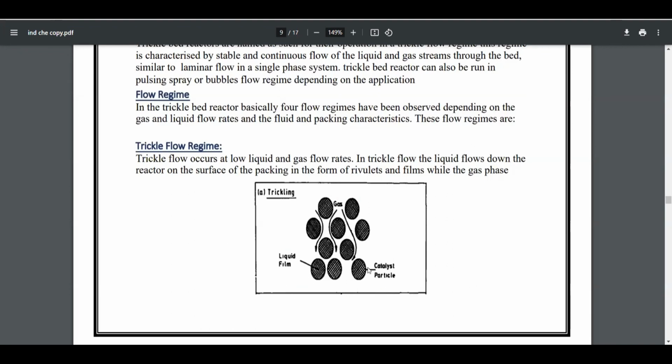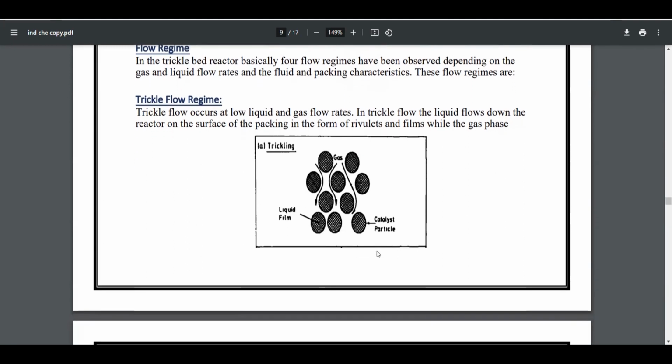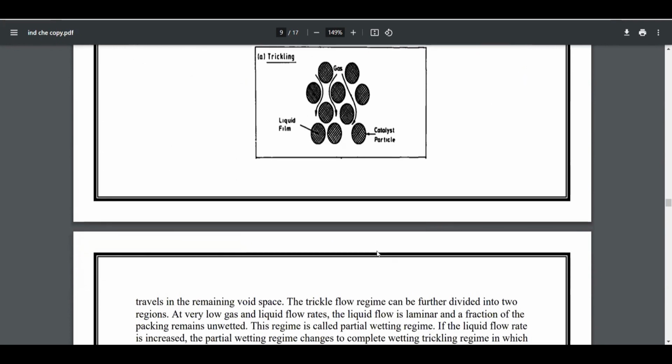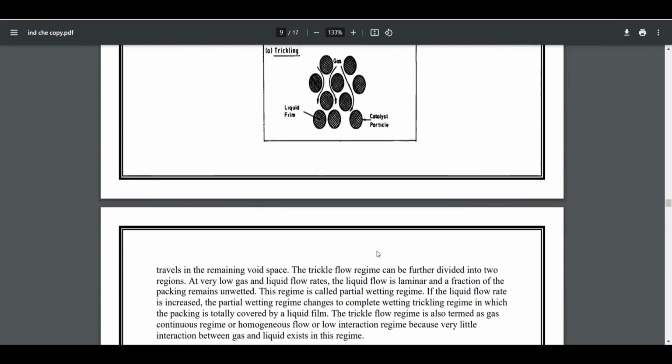So trickle flow regime occurs when both the liquid and the gas have low flow rates. In this flow, the liquid flows down the reactor on the surface of the packing in the form of rivulets and film, while the gas phase travels in the remaining void spaces. The trickle flow regime can further be divided into two regions. At a very low gas and liquid flow rate, when the flow rate of both the gas and the liquid is low, the liquid flow is laminar. In laminar flow, both the liquid and the gas phase molecules move in a parallel direction to each other. And the second region is when a fraction of the packing remains unwetted, and this kind of regime is called the partial wetting regime.